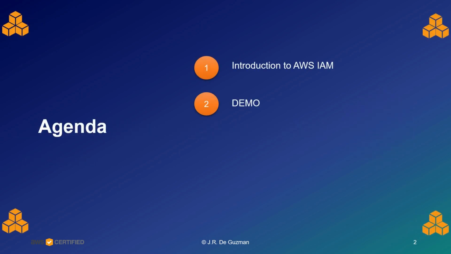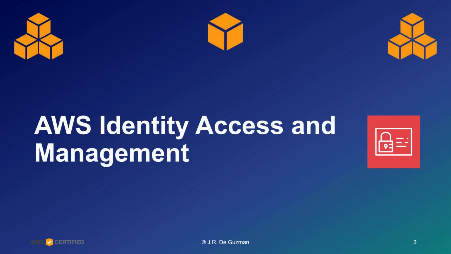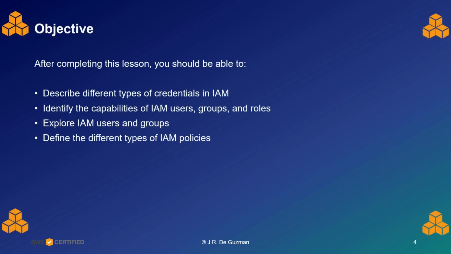The first agenda is I'm going to discuss the introduction to IAM. And lastly, after the discussion, I'll be demonstrating one of the fundamental features of IAM. So for our objective, after completing this lesson, you should be able to describe different types of credentials in IAM, identify the capabilities of IAM users, groups, and roles, explore IAM users and groups, and then lastly, define the different types of IAM policies.